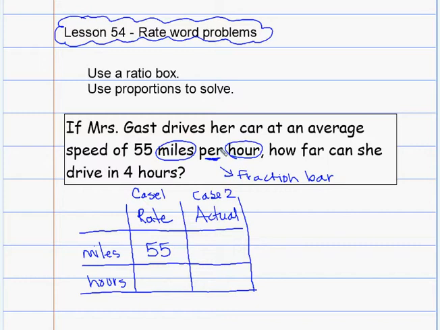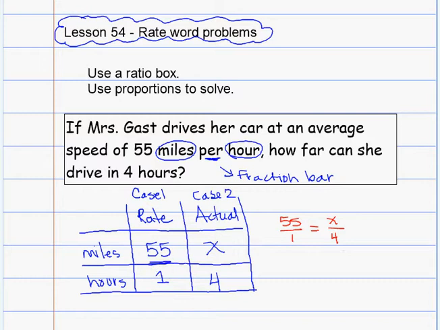Now, there isn't a number here. It doesn't say in 3 hours or in 10 hours. It just says per hour. So 1 hour is how many hours it is. That 1 is implied. We just don't say things like per 1 hour. We just say per hour. So then the situation says, how far can I drive in 4 hours? So I know hours is 4, and how far, the miles, that's my x, my variable. And again, this is going to make a proportion. 55 over 1 is going to equal x over 4.